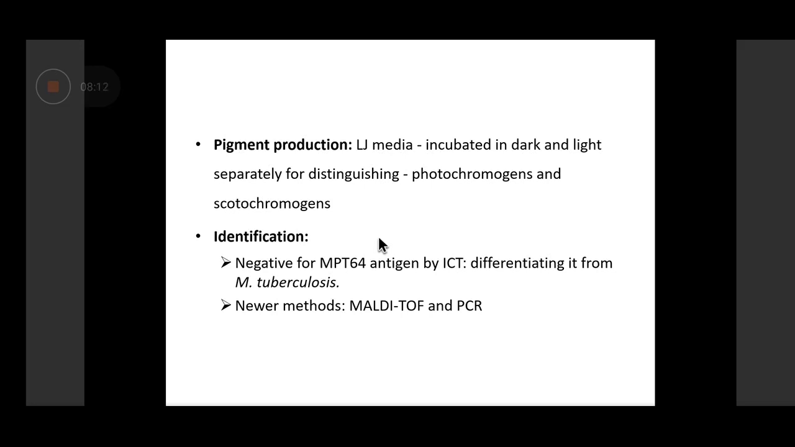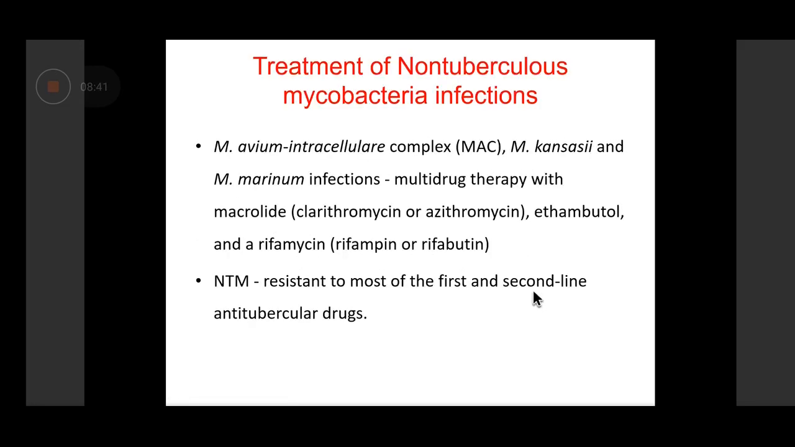And if it is not producing, because there are some which don't produce pigment, how will you distinguish it from tuberculosis? For tuberculosis, we have a variety of tests available. You all must be knowing by now. So we'll do those. If those are negative, then we can identify it with biochemical tests, or we can go for other molecular tests like PCR or multiplex PCR.